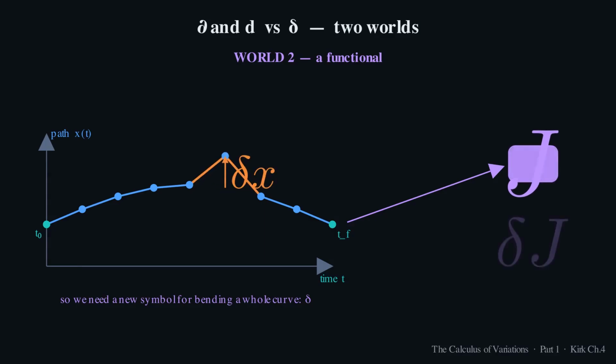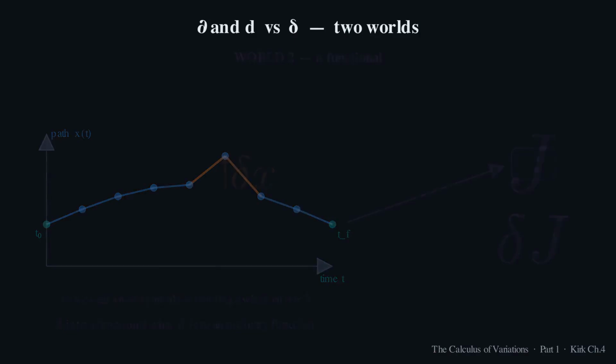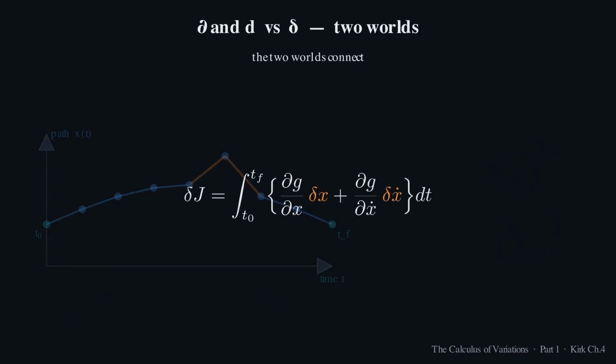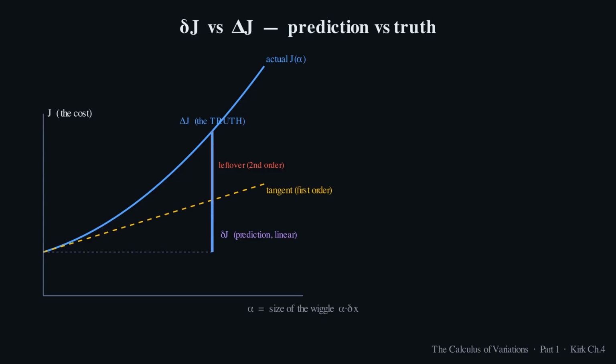That delta symbol does double duty, so here's the deeper reason for it. An ordinary function like g eats a few numbers, height, slope, clock, and hands back a number. To wiggle one, you use partial d. But J, the cost of the whole schedule, eats a whole curve and returns one number. You can't write partial J by partial x because J depends on the entire shape of the path, not any single number. So bending a whole curve needs its own symbol. That's delta. Delta x bends the path a little. Delta J is how the total cost responds.